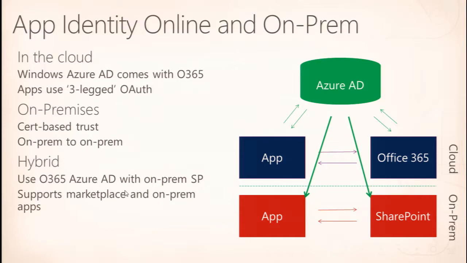Or I can take applications that are running on-prem behind a firewall, and I can run them against my Office 365 server. And a single application can make both of those calls when I have this hybrid environment. So this is a little bit more of an advanced scenario.